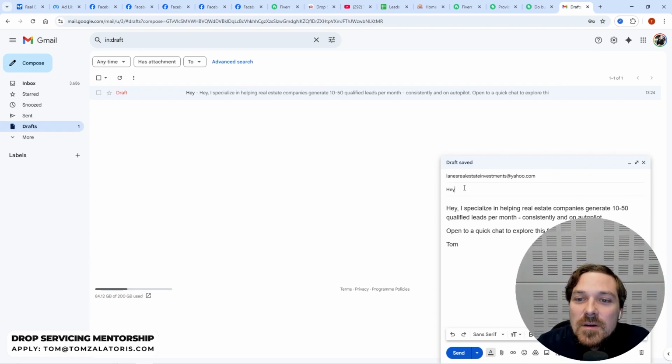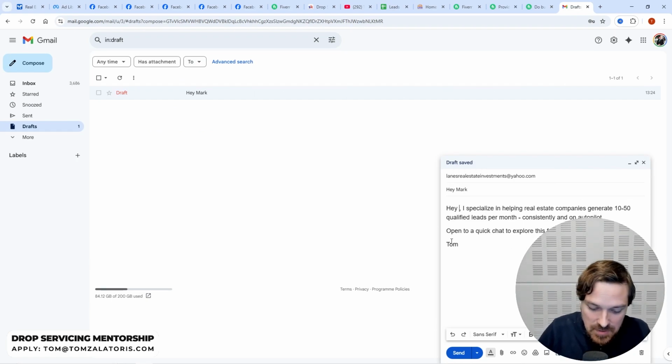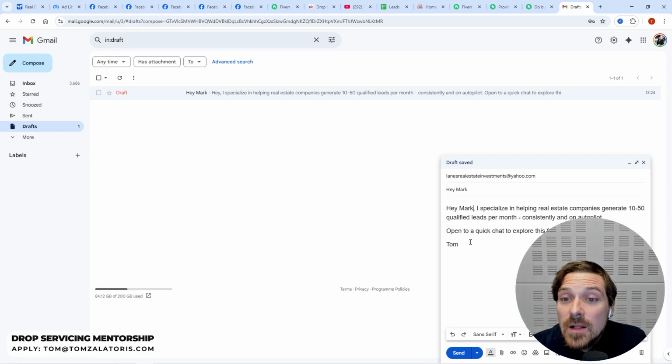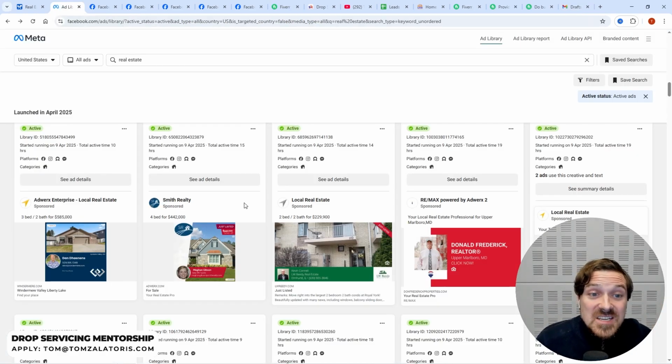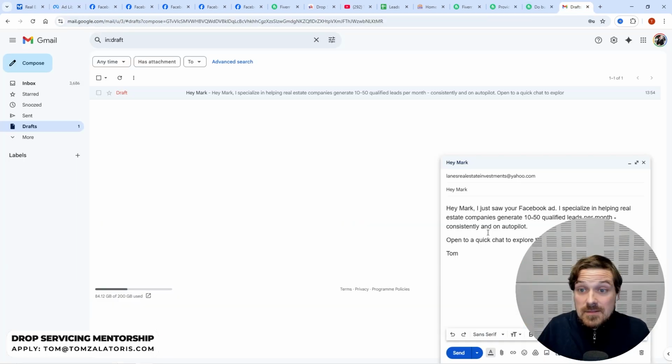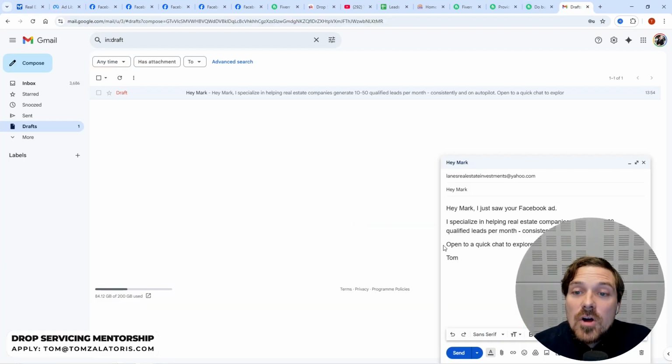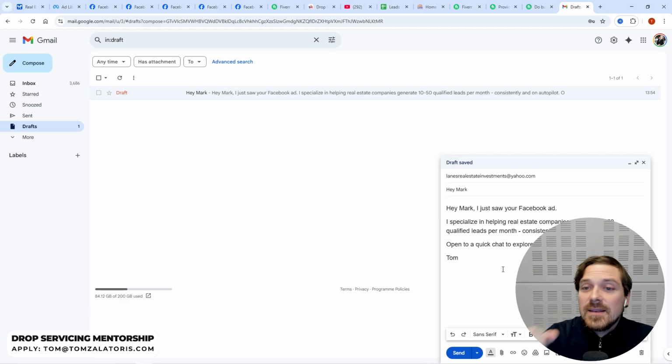So what I'm going to do here is put his name onto here like this, okay? And I'm going to put his name onto here like this as well. What is also important, if you're going to use this template, what you can also do to leverage this information even further is to add that we saw his ad. That could be a good opening, okay? And then if you want to do that, it's going to be like this.